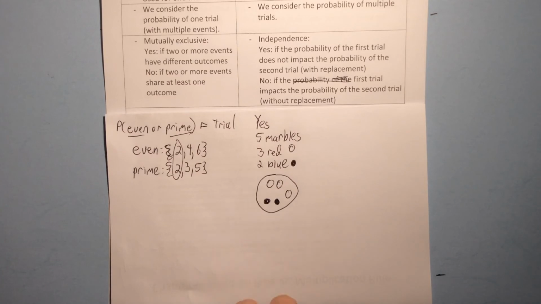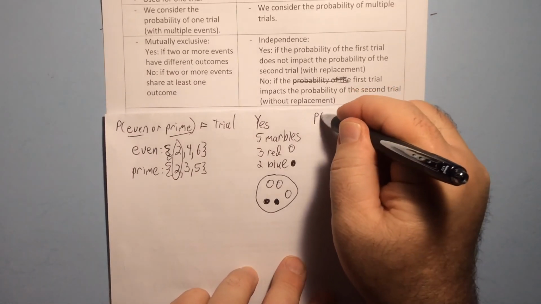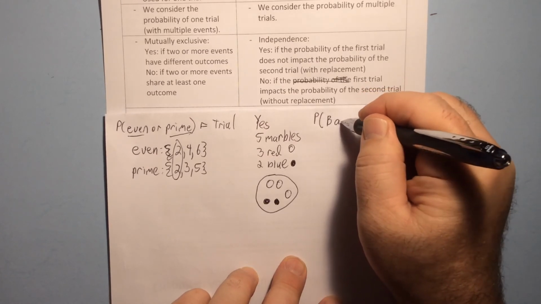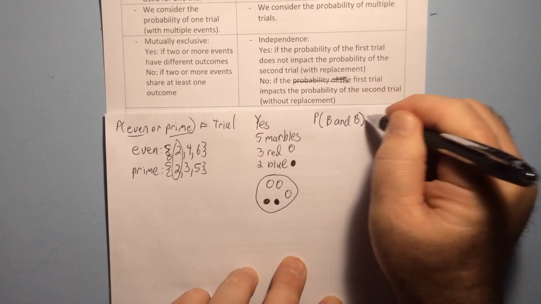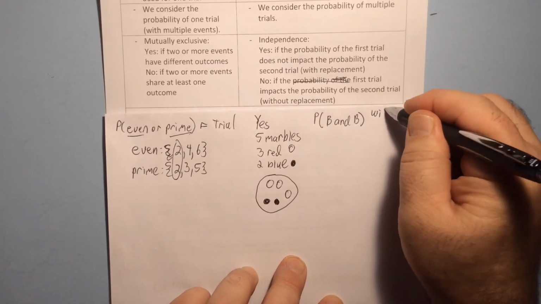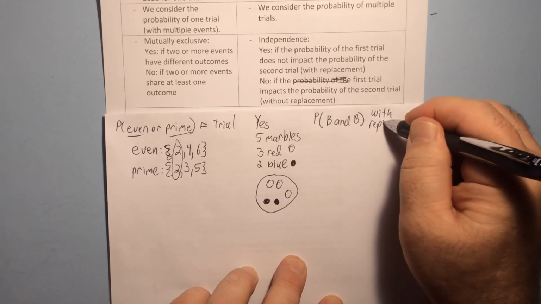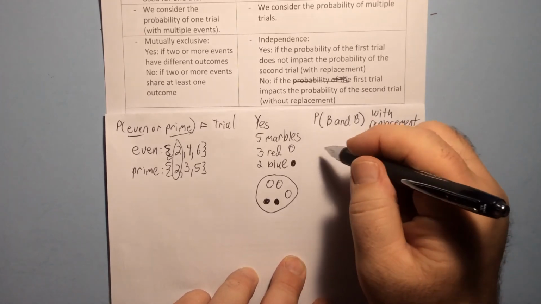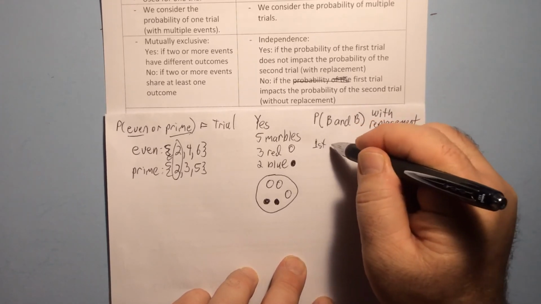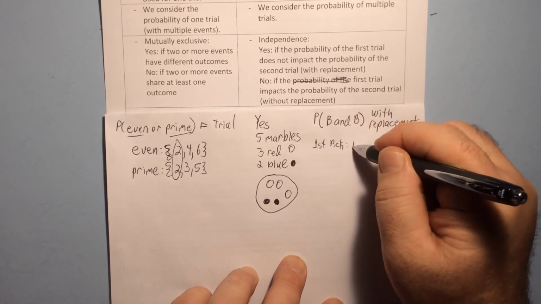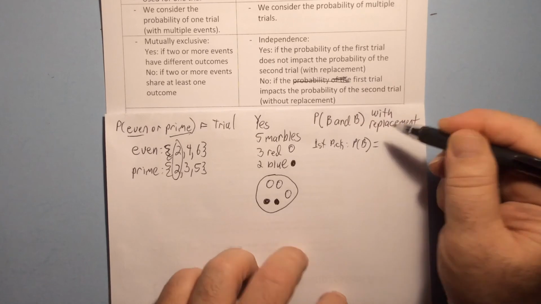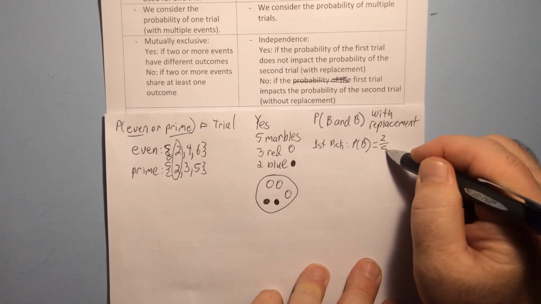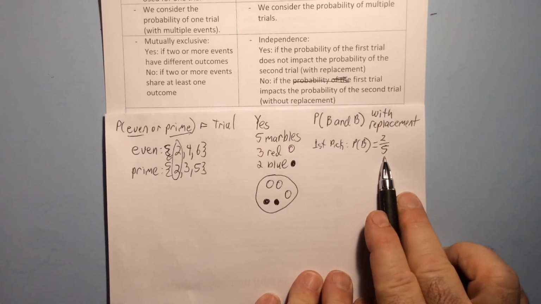So let's say for this question, I want the probability of picking a blue marble the first time and a blue marble the second time. And I'm going to say this is with replacement. So the first time I pick, the probability of picking blue, well, how many blue do I have? 2. How many total do I have? I have 5 here. So the probability of picking blue the first time is 2 over 5.